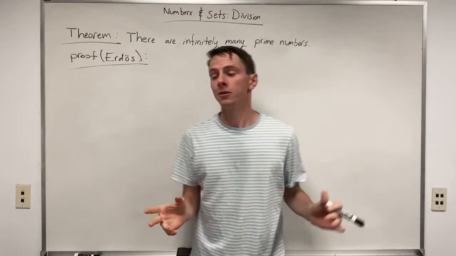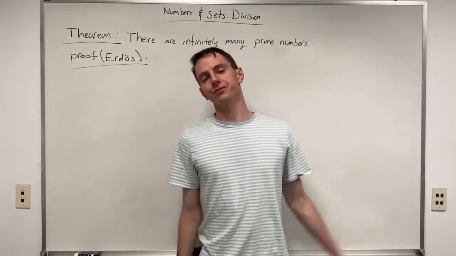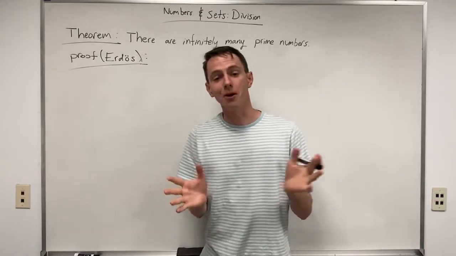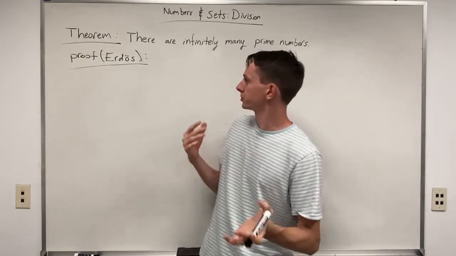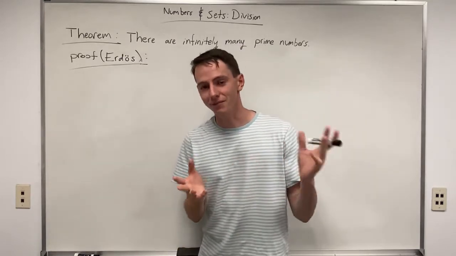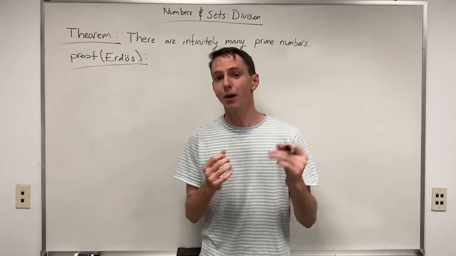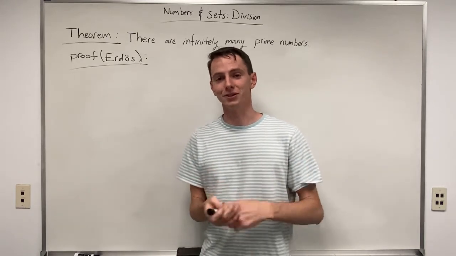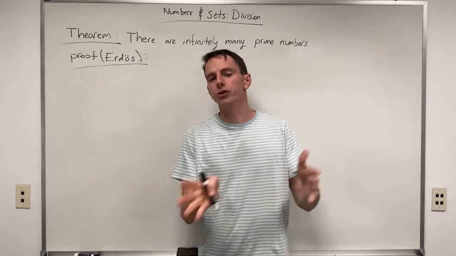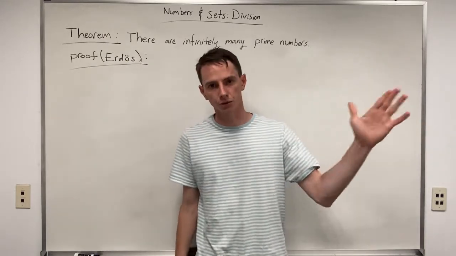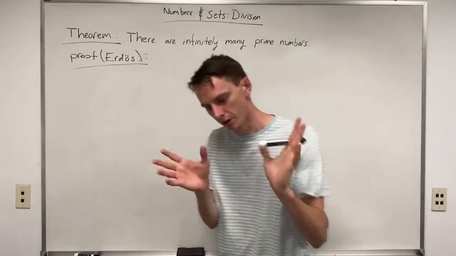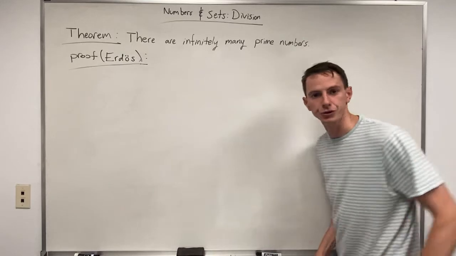All right, so on to Erdos's proof that there are infinitely many primes. Now, I'm just going to give you a heads up. In my opinion, this proof is a little more detailed than Euclid's proof. So I highly recommend that you utilize the pause button on the video so you can really make sure that you understand each of the steps, because it definitely took me a little bit longer to understand what was going on than with Euclid's proof. But regardless, let's get into it.